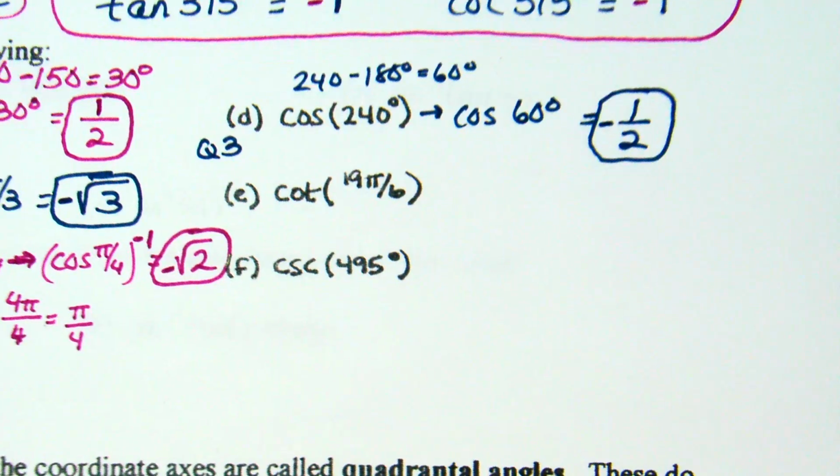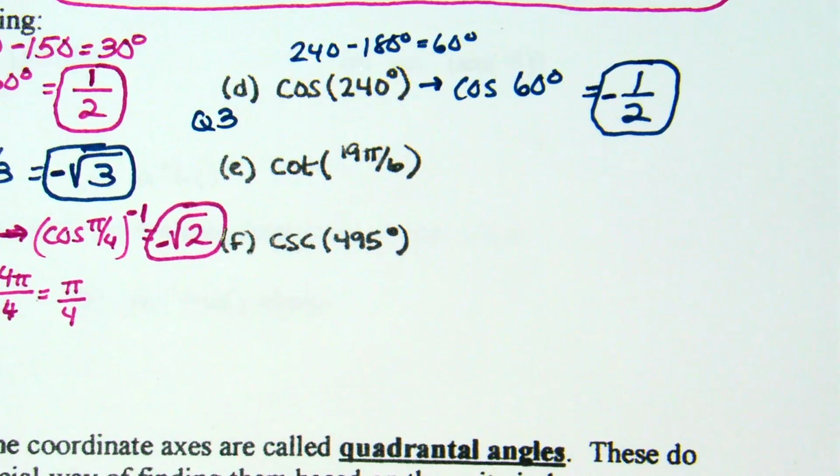Okay, so E, cotangent of 19 pi over 6. Well, all I can think about 19 pi over 6 is it's big, right? It's more than 2 pi, which, okay, so for reference sake, what is 2 pi here? If we have 19 pi over 6, and we want to talk about 2 pi, well, we want 2 pi in terms of sixths, right? So 2 pi over 1, how do we get a denominator of 6?